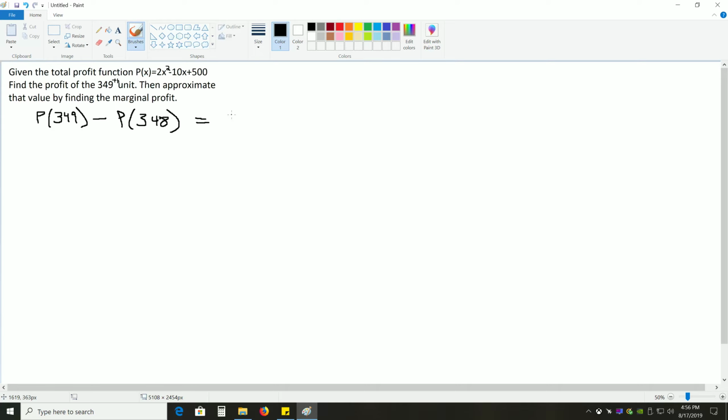So when we plug this in, we get 2 times 349 squared minus 10 times 349 plus 500. And we're going to subtract when we do the same thing but with 348 plugged in for each of our x's, like so.